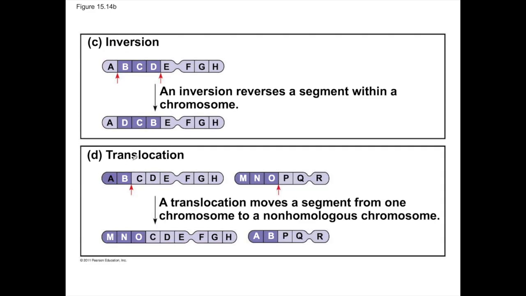Or you can have an inversion. An inversion is where the piece of the chromosome is cut out and removed, and it's put back, but it's put back backwards. So instead of being A, B, C, D, E, it's A, D, C, B, E. Now, at first, this might not seem like it would matter that much. You have the same pieces of DNA here as here. It's just put back backwards. But first, remember that these are not individual genes. These are like hundreds of genes. So if you happen to cut it right in the middle of a gene, where half of the gene is here and half of the gene is here, that gene is definitely not going to work.